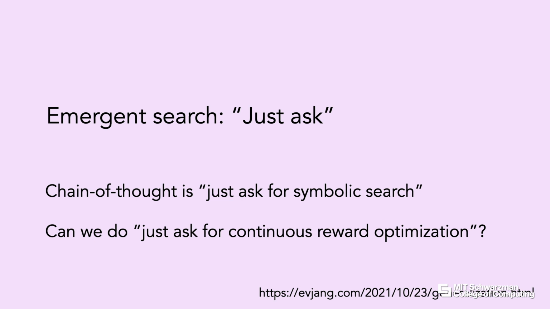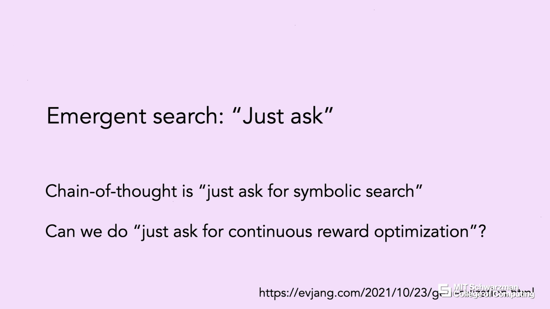Another thing you can do is what I told you about chain of thought. What is chain of thought? It's like emergent search. It's just asking for search. Chain of thought is like just asking for symbolic search. Hey, let's think step by step. Hey, I want you to do reasoning. I want you to do tree search. You can just ask the model to do that. And if the data distribution exemplifies that type of thinking, it will know how to do that. If the data distribution does not exemplify that kind of thinking, then it might not.